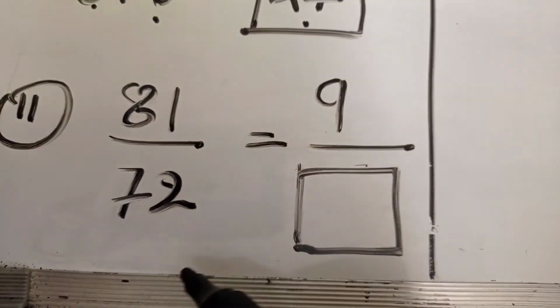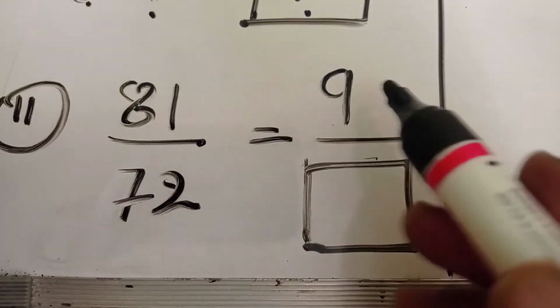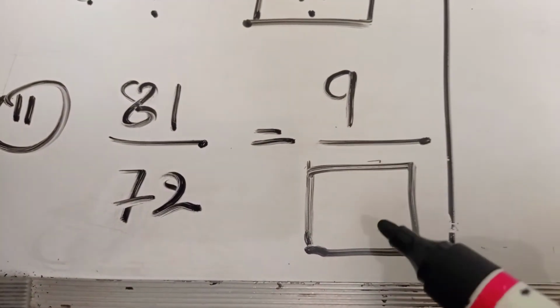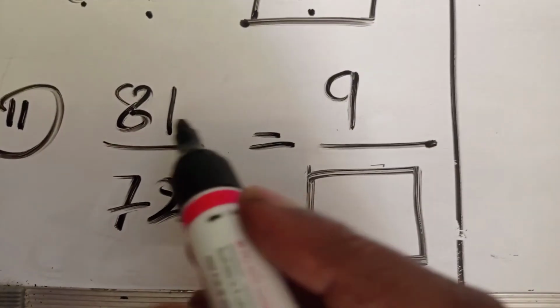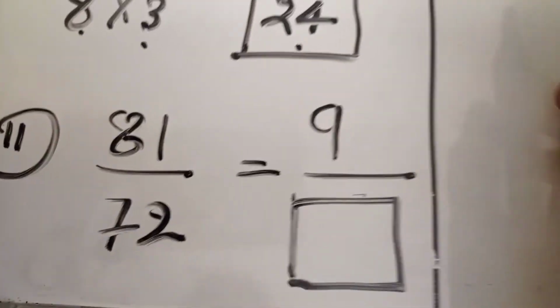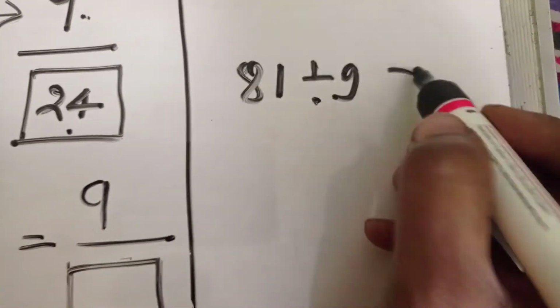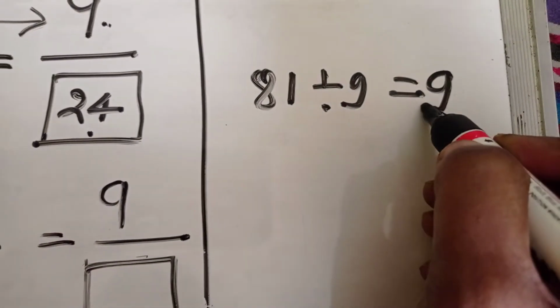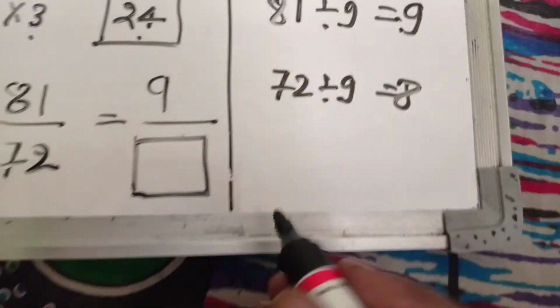In this type of fraction you can see this is a bigger fraction, and we have to find the smaller one from here. How do you solve this one? First you do like this: 81 divided by 9, what do you get? You get 9, and here 72 is also divided by 9, you get 8, so you just fill in 8.